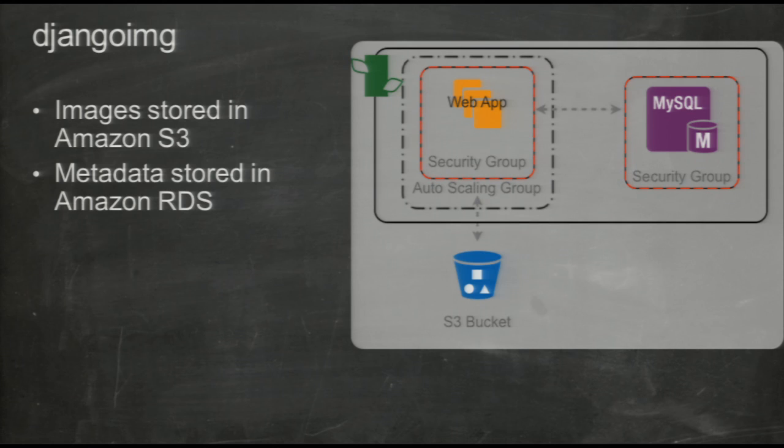And for those not familiar with RDS, RDS is Amazon Relational Database Service. It supports various database engines. There's support for MySQL. There's support for Oracle and SQL Server. In this case, we're going to be using the MySQL backend.